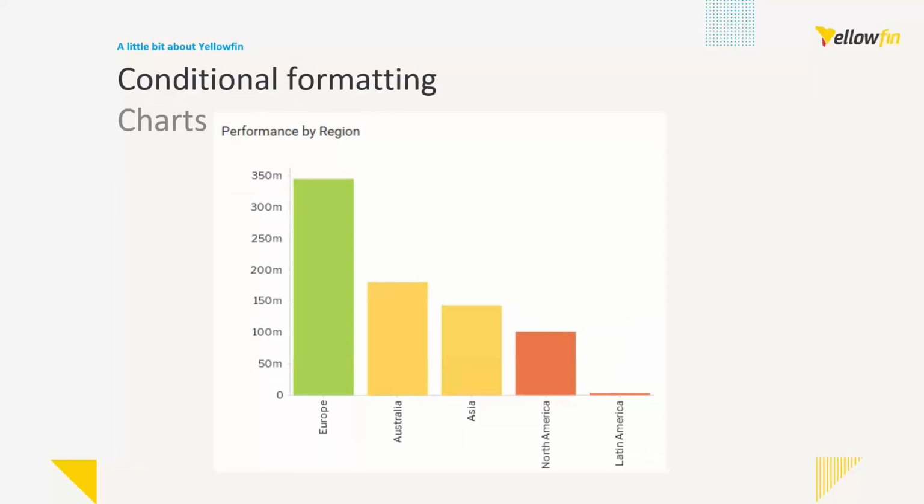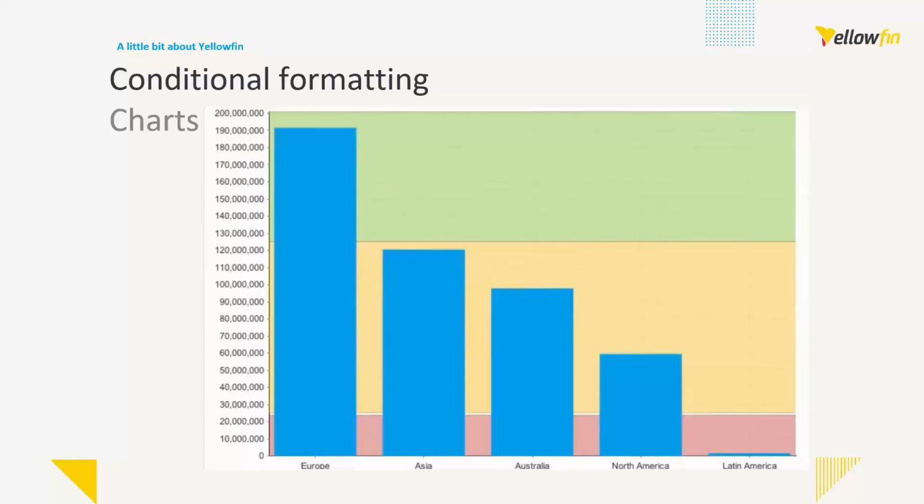Conditional formatting extends to full-scale charts as well. In this instance, a column chart is formatted to depict the graph according to the rules defined in the background. Yellowfin provides options to modify the background colors of a chart using conditional rules, as demonstrated here. This capability adds an additional layer of customization to enhance the visual representation and interpretation of data in charts.